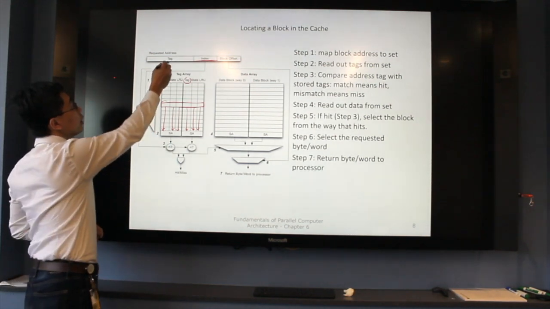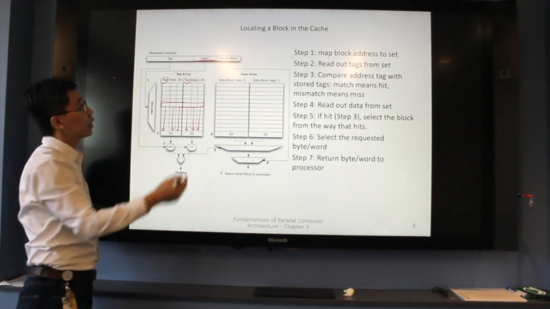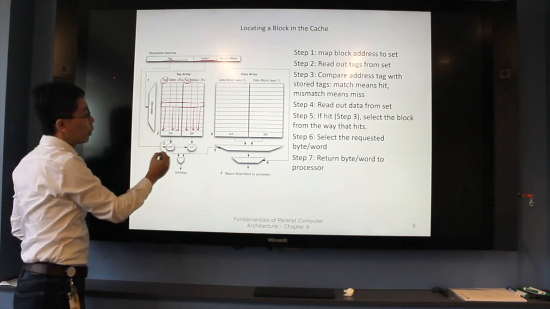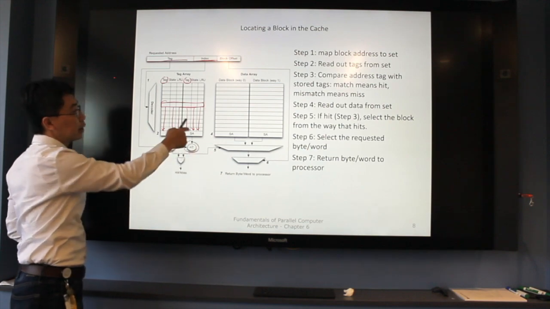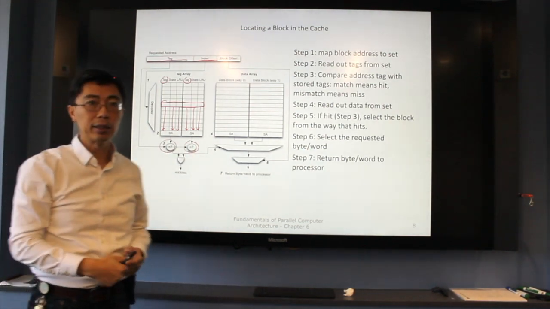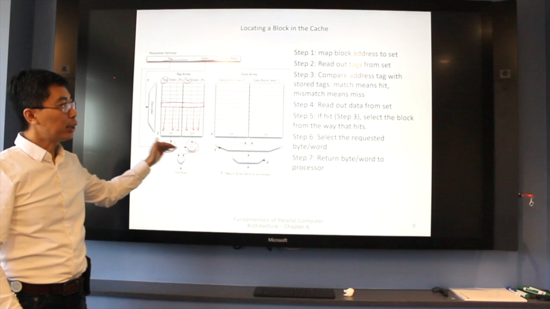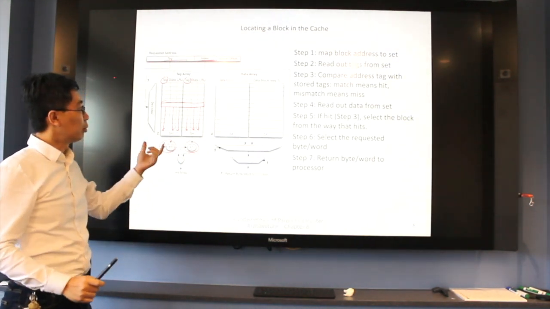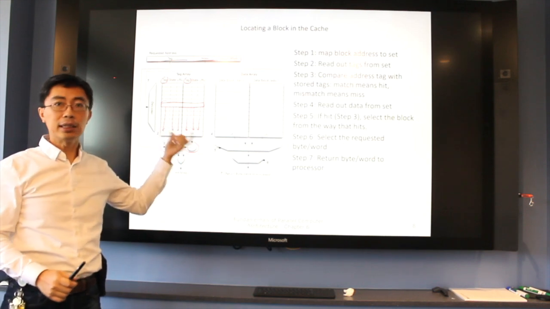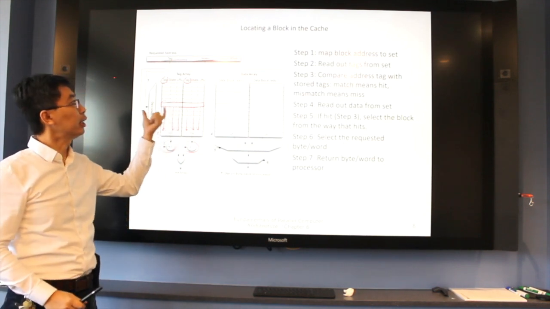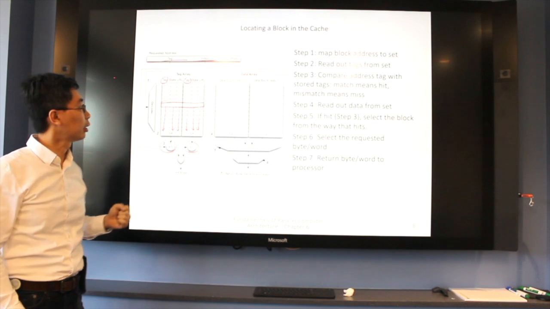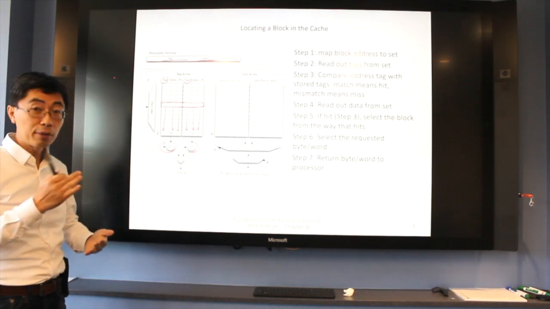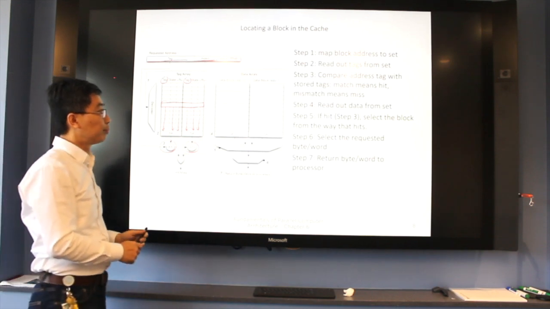And then essentially the third step is to use the tag and do a comparison with the tags that are pulled from the tag array. Now if they match, that means we have a cache hit, meaning that the block that we want is in the cache, either in the first way or the second way. Okay? If there is no match, then we have a miss, right?